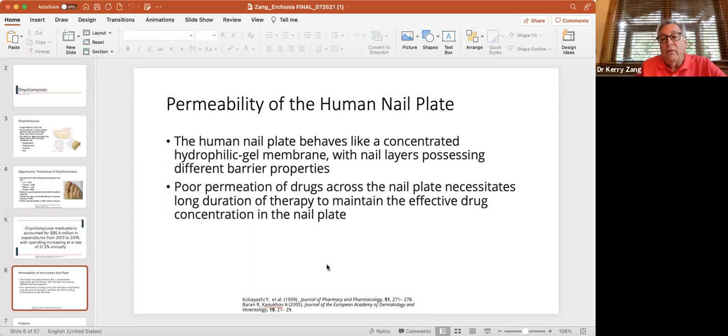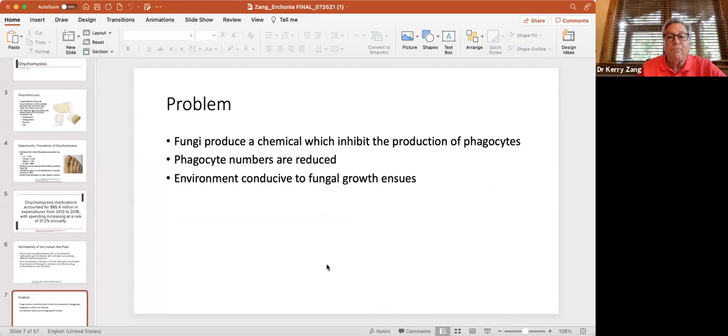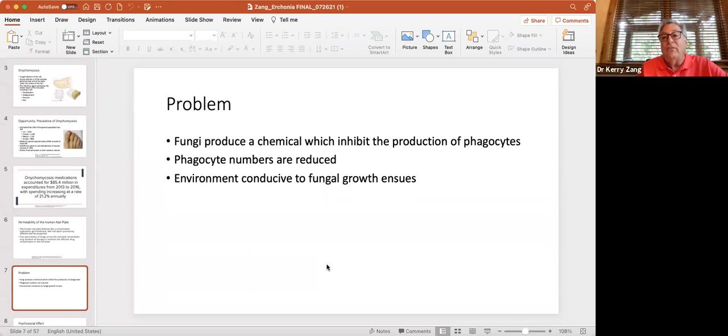The other topical medications are down around the 10 to 12% success rate, and most of them used to be prescriptions here. The problem is that the fungi produce a chemical which inhibits the production of phagocytes. The phagocyte numbers are reduced, and the environment for fungal growth then ensues. That's exactly what the inside of a shoe is: hot, warm, and moist.